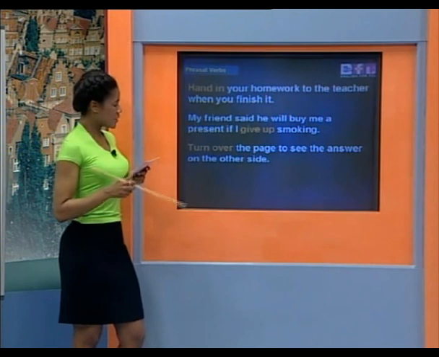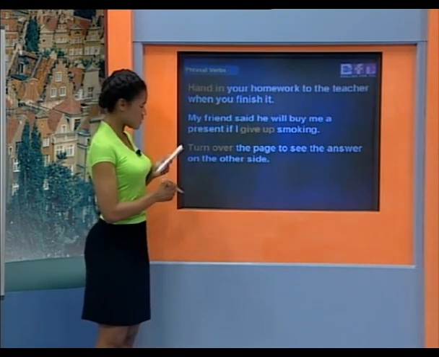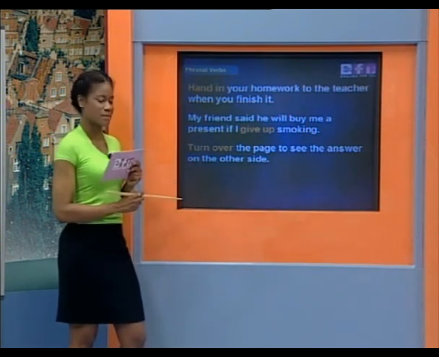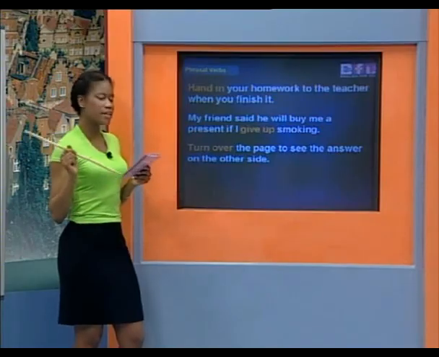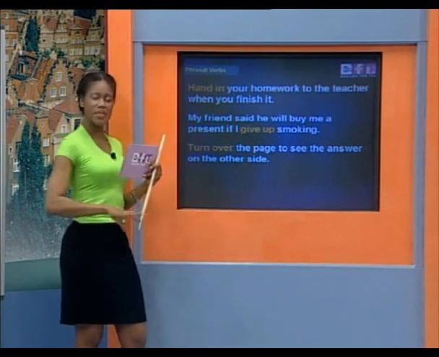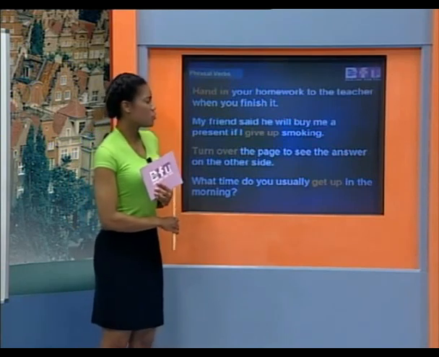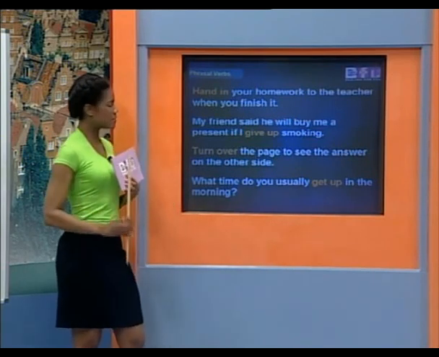All right, Anna, look at this sentence and tell me about it. Turn over the page to see the answer on the other side. Okay, I think this one means change pages so that you can see the other side of pages, like when you read a book. Yes, very good. So turn over means to look at the other side of the page. Very good. All right, Alberto, the next one is for you. What time do you usually get up in the morning? What does that mean? Get up means here, wake up and leave the bed.